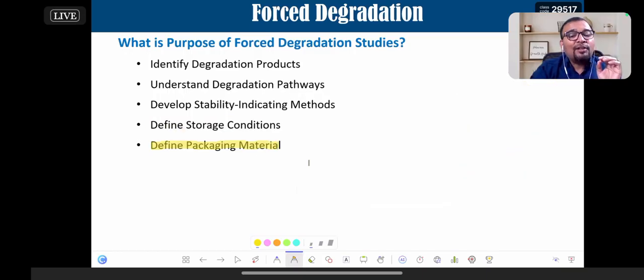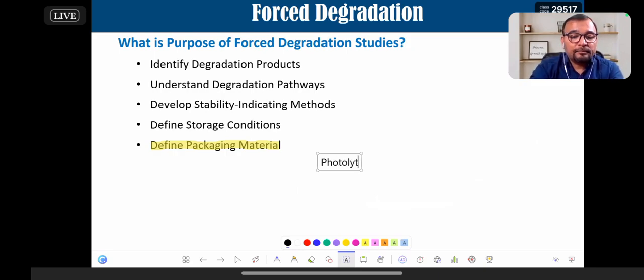You understand that your product is undergoing photolytic degradation. Now, what kind of packaging material can you select for your product?